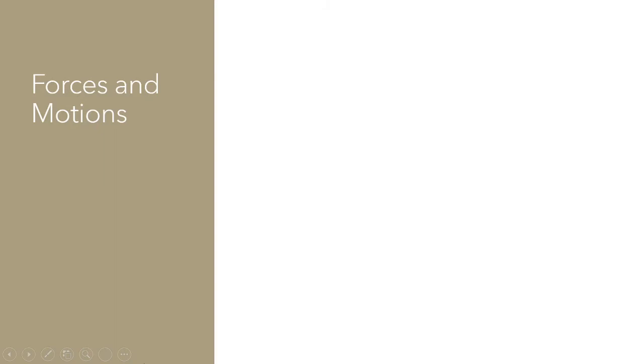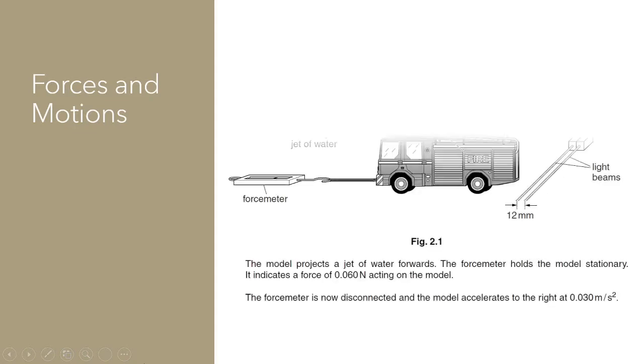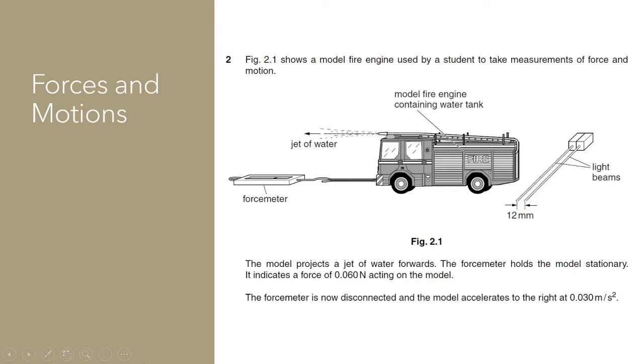Now, we will discuss question number 2. Question number 2 is about forces and motions. Figure 2.1 shows a model fire engine used by a student to take measurements of force and motion. The model projects a jet of water forwards. The force meter holds the model stationary. It indicates a force of 0.06 Newton acting on the model.